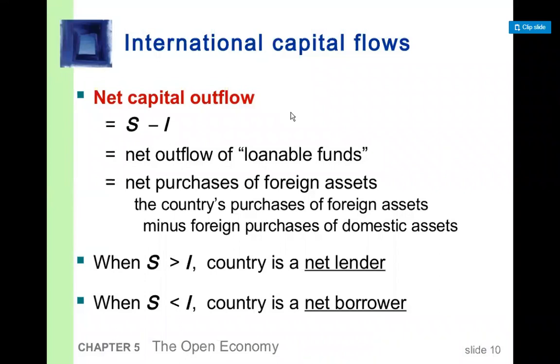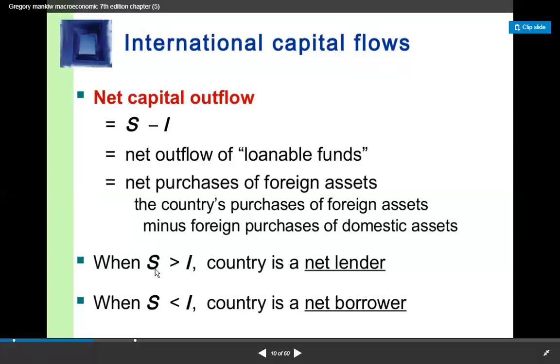The reason is that saving has a positive sign, so that is why we say savings is the outflow. Therefore, we say net outflow of loanable funds. Similarly, the supply of loanable funds is the purchases of foreign assets, and the demand for loanable funds is the purchases of domestic assets by foreigners.